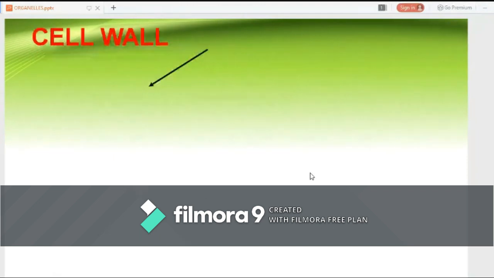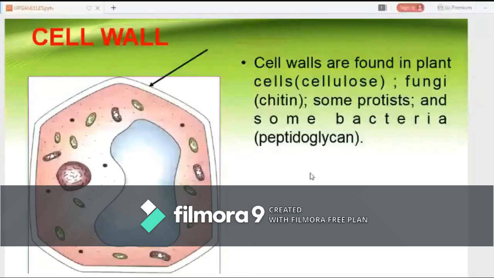Talking about organelles, let's start with the outermost part of the cell, the cell wall. If you examine the picture, as you can see here, you will see the external part pointed by the black arrow. It is the cell wall. The cell wall is a rigid covering that protects the cells, provides structural support, and gives shape to the cell.